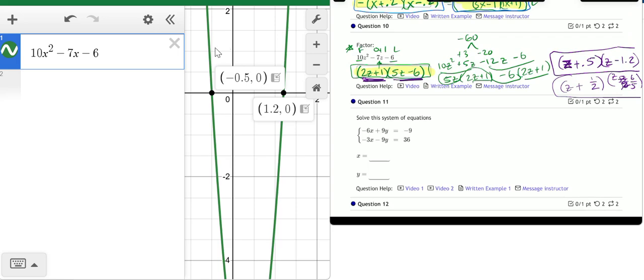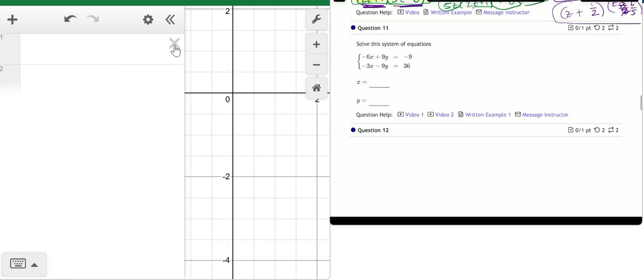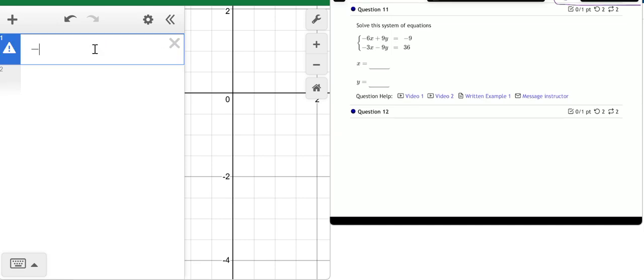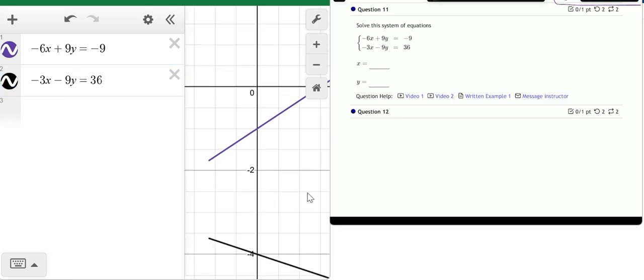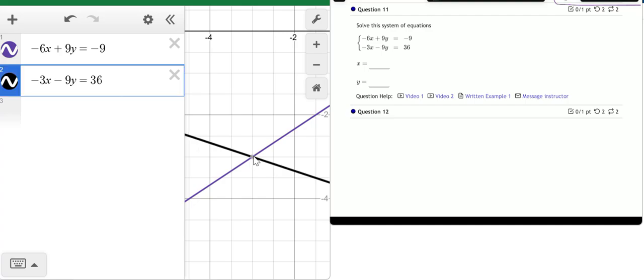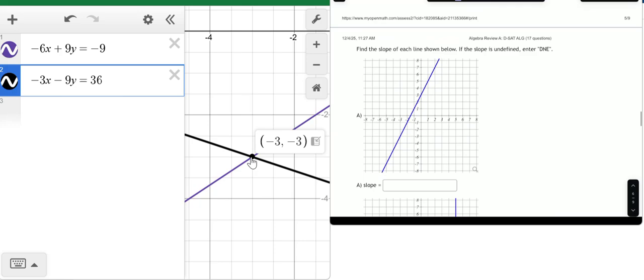All right, a couple more here. Next is systems of equations, easiest ones to do using Desmos because you just type in exactly what you have. Once again, make sure everything is written in terms of x's and y's if they happen to give you any different. And when you do that, the intersection is your answer, negative 3, negative 3, for the solution.